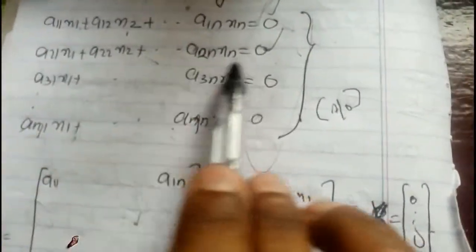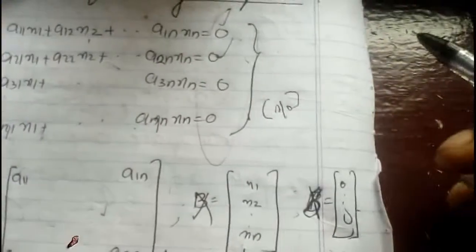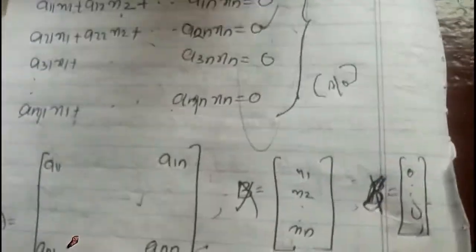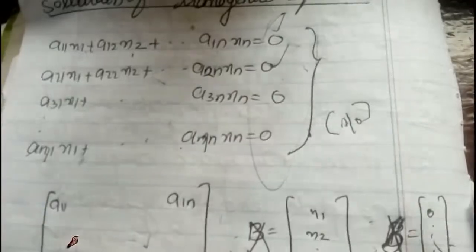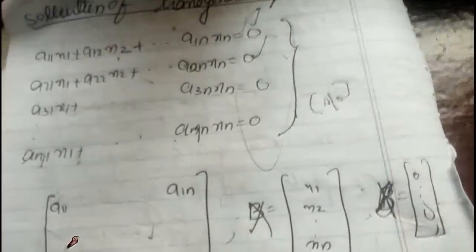Therefore, homogeneous equations are always consistent, and a solution always exists. At least one solution. One solution is 0, 0, 0, because we can give x1 equal to 0, x2 equal to 0, etc., xn equal to 0. Then this equation will be 0, similarly the next one will be 0, so all equations are 0. Therefore, 0, 0, 0 is a solution of a homogeneous equation.